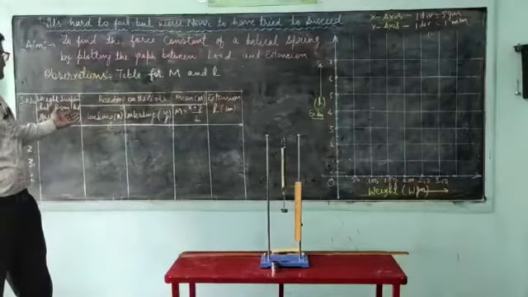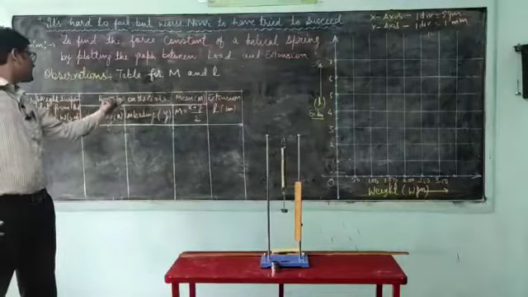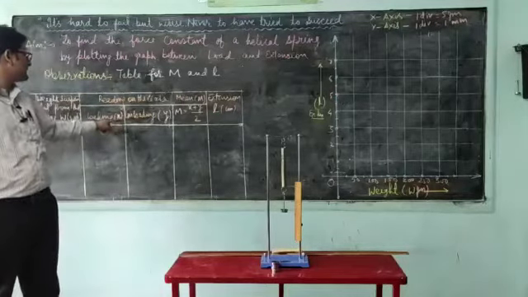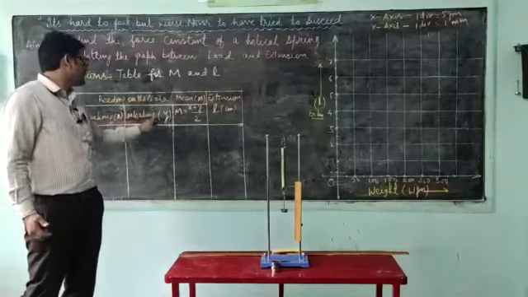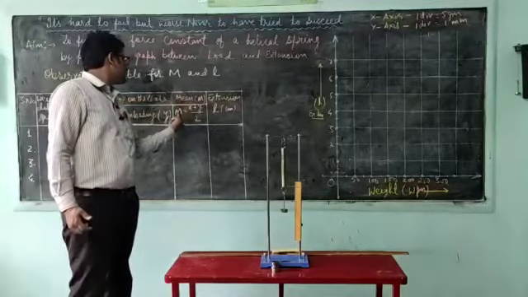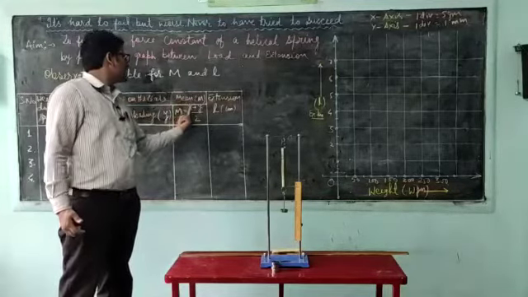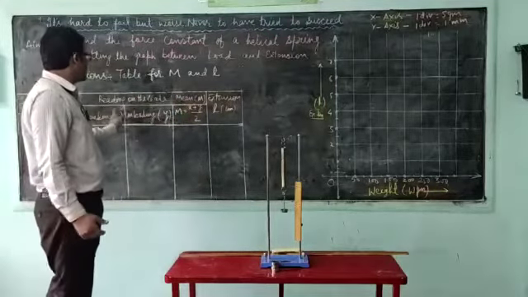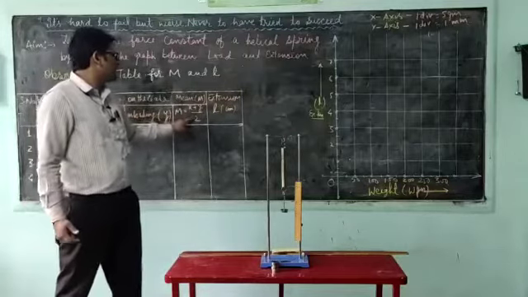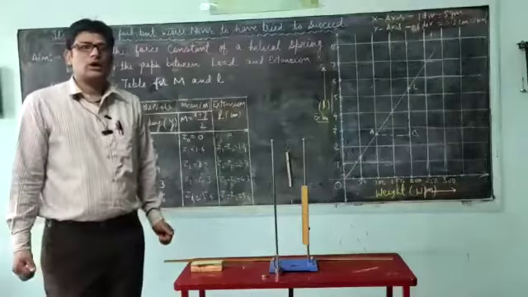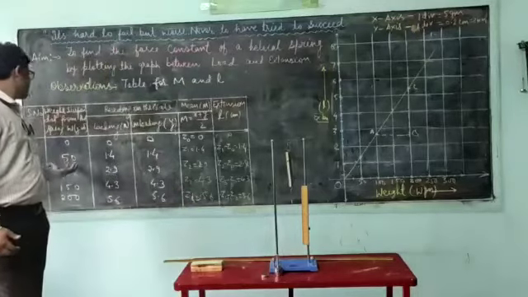In the reading of the scale, on loading I have taken X and on unloading I have taken Y, and the next one is the mean. M is equal to X plus Y divided by 2. We will add X and Y, loading and unloading, then divide by 2, and the last column is called the extension. Now I have taken all the readings like this.